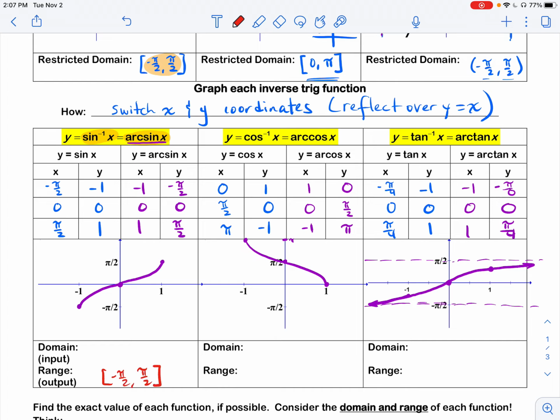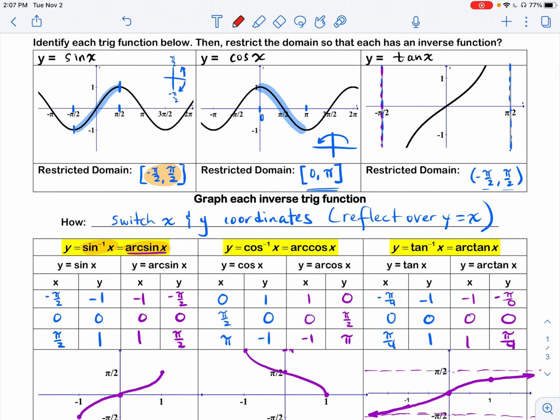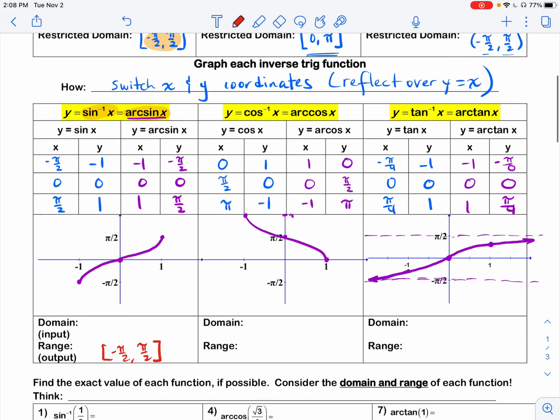The domain now would be the output, right? So for sine, we went from -1 to +1. That was the range of sine in our restricted domain. That now becomes our domain of arcsine. So from -1 to +1 inclusive. Go ahead and see if you can figure out the domain and range of arc cosine.